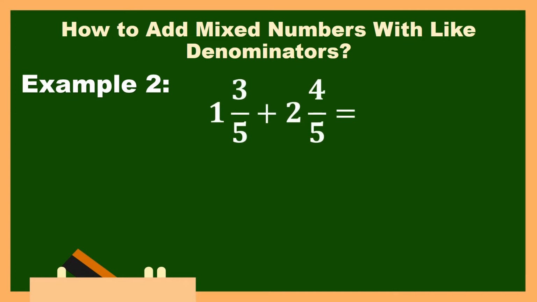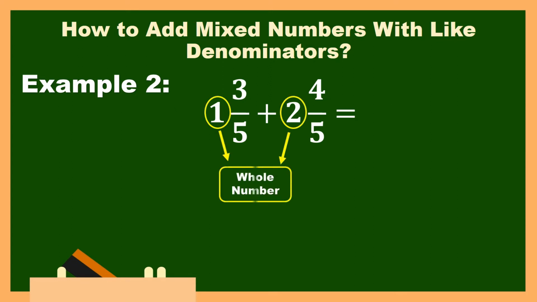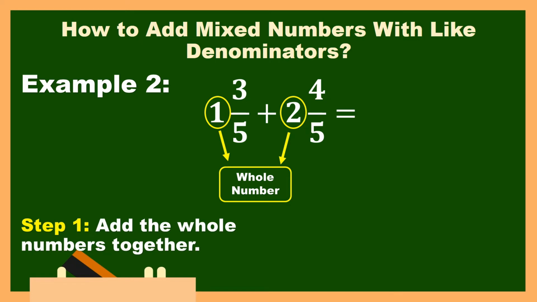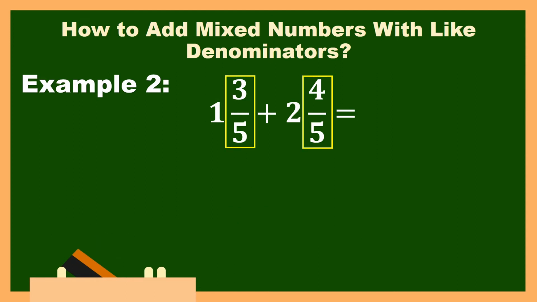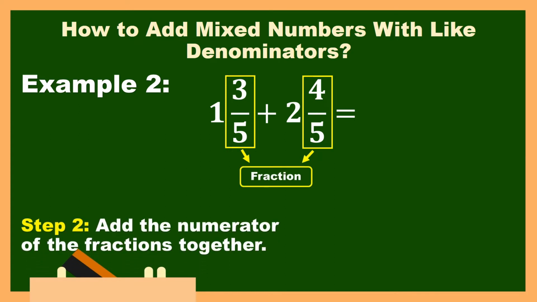In this equation, the whole numbers are 1 and 2. So, in step 1, we need to add the whole numbers together. So, 1 plus 2 is equal to 3. Then, 3 over 5 and 4 over 5 are the proper fractions. So, in step 2, add the numerator of the fractions together. So, 3 over 5 plus 4 over 5 is equal to 7 over 5.